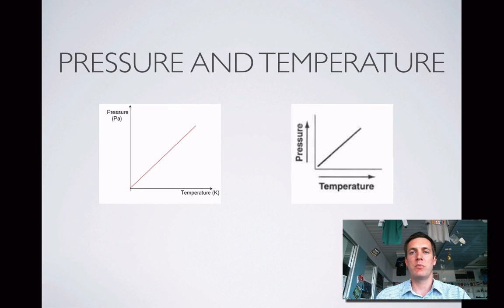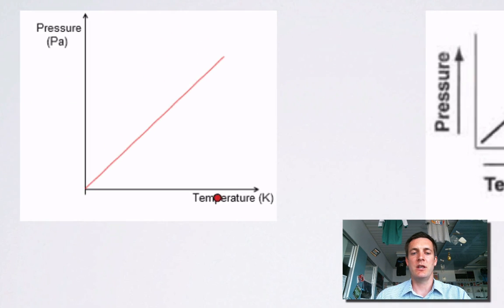Moving on and looking at pressure and temperature, we are observing what happens to the pressure of a gas if we change the temperature in this graph. So we're heating a gas up and we're noticing that its pressure is gradually increasing. Why should that be? Well, we're making the particles move faster because we're increasing their temperature and therefore their kinetic energy. So they hit the walls harder and more often and exert more pressure.